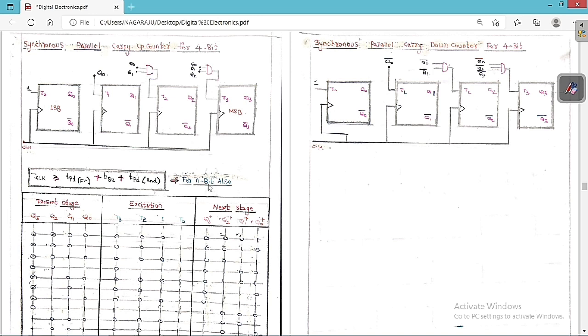So for n bit, the T clock should always be equal to the propagation delay of the flip-flop plus setup time plus the propagation delay of the AND gate. This is because all are in parallel, so only one we need. Therefore it is the same for n bit also. So for parallel this is the T clock. Because of this we need only one TPD irrespective of the number of AND gates, or irrespective of the number of bits. So irrespective of the number of bits, this time is constant.